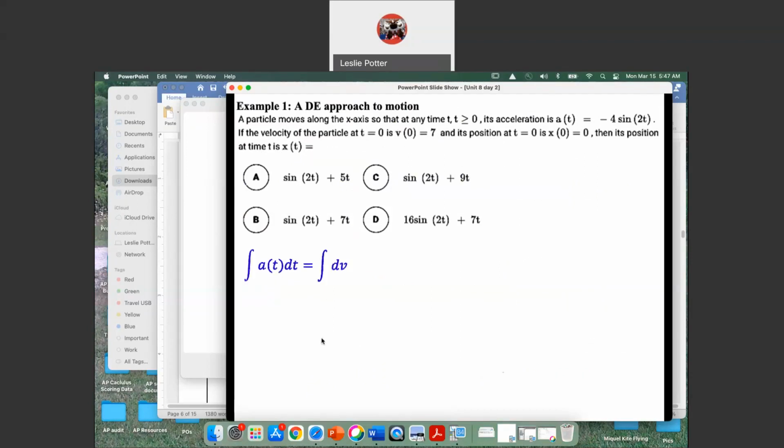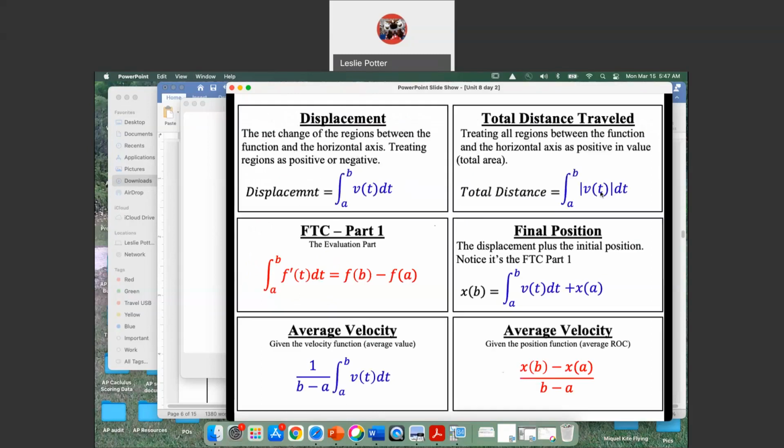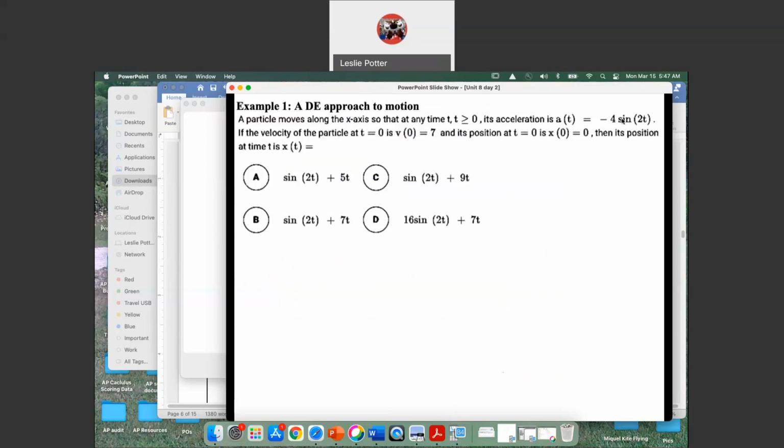So what we have to recognize is that this is an application where we have an acceleration function, and it's asking us about position. But if you look back on the previous page, we don't have anything defined to get us from acceleration to position in 1 step. So we have to 2-step this. The first thing we're going to do is use our acceleration function to get a velocity function. So we are quite literally solving a differential equation for a particular solution.